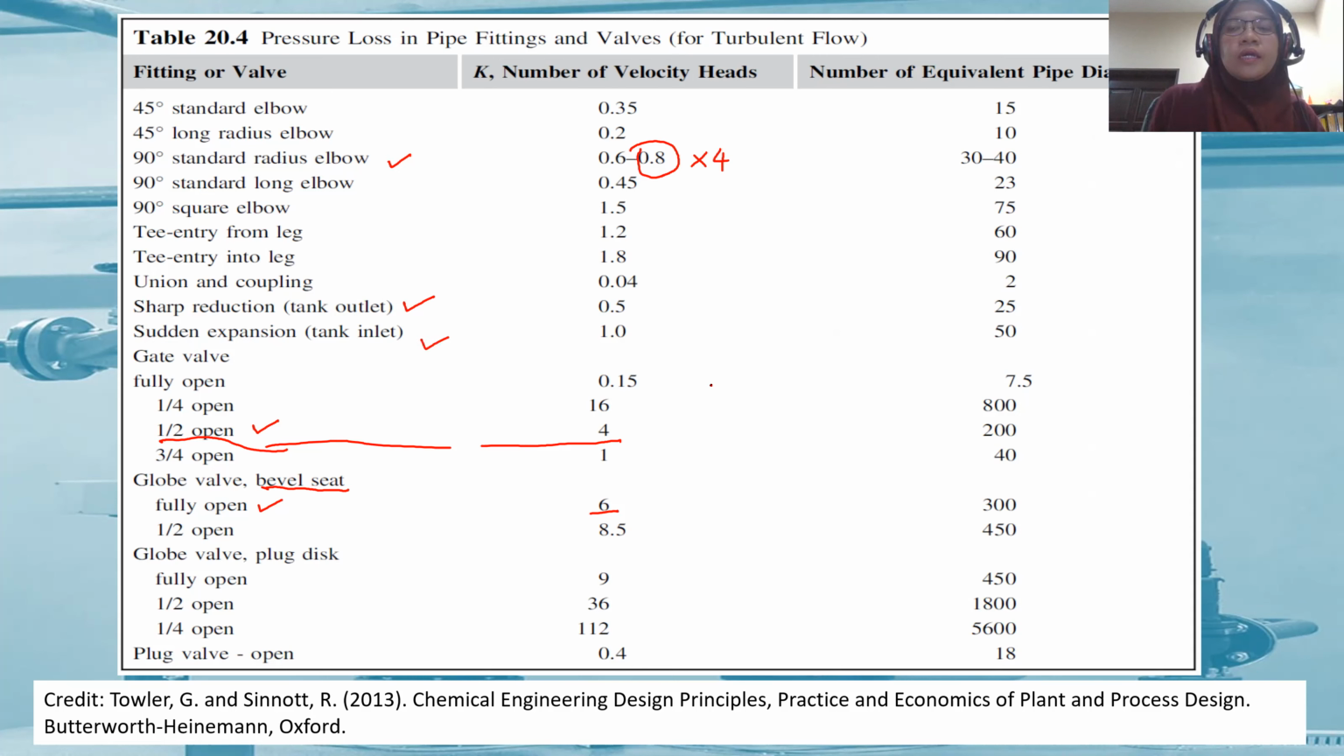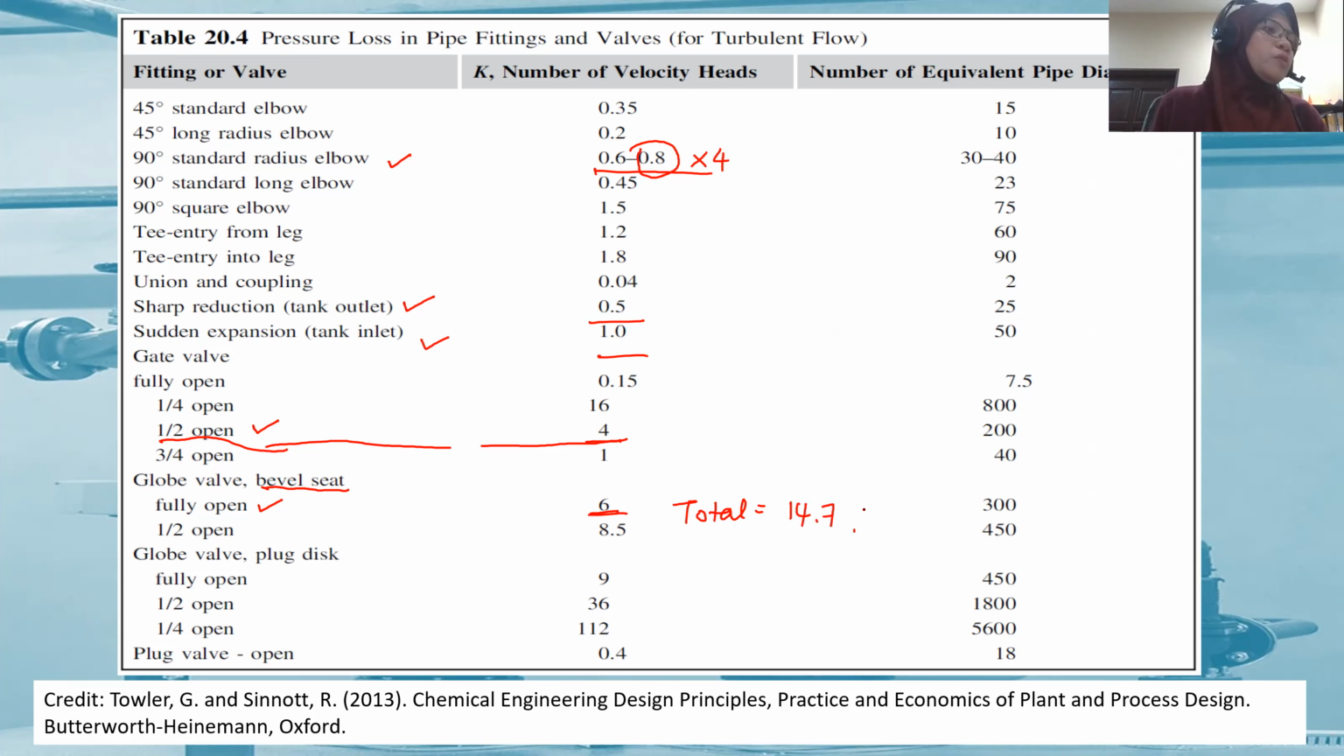Tank inlet 1. Exit of the tank 1. This is the exit of the pipe, I think. I mean the water comes in, pumped into the tank. So we are going to take this K number 1, and with this and this value, you need to total them up. The total of these you will get is 14.7.